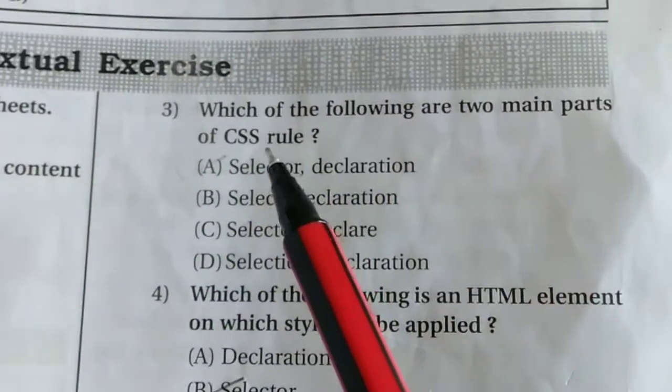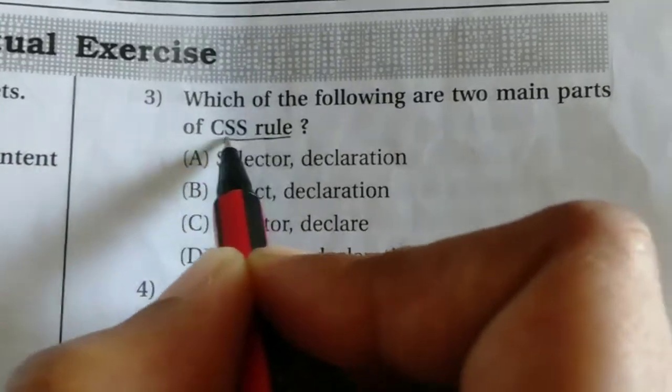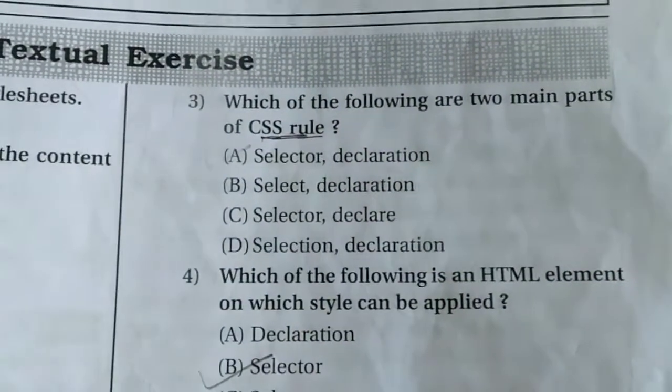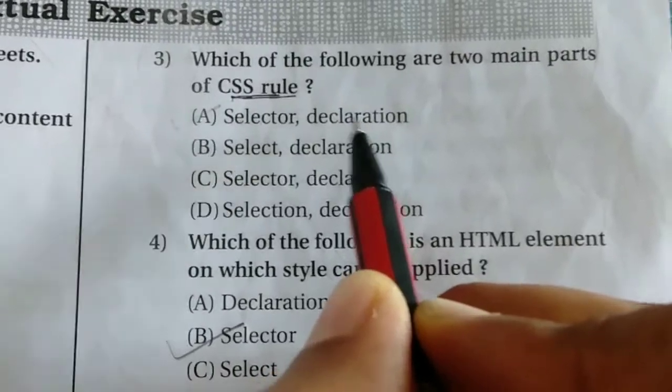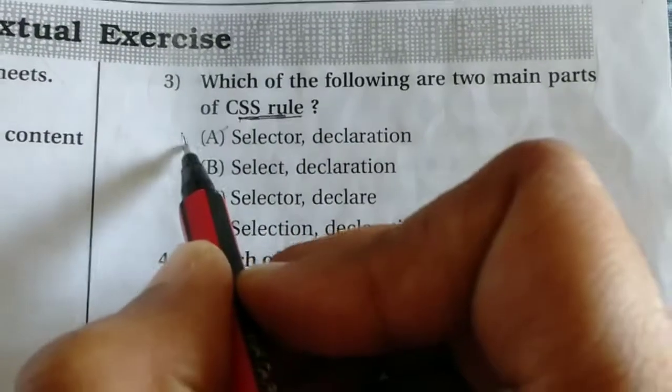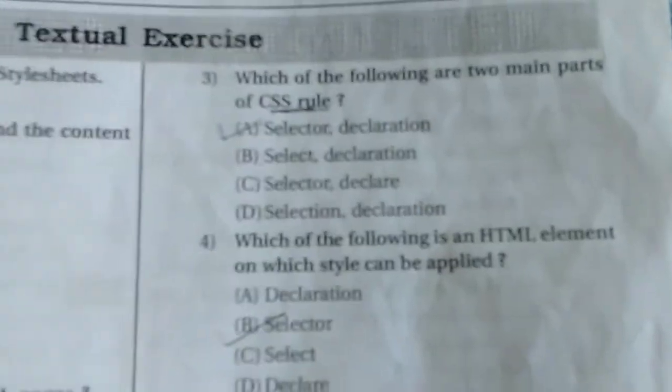Third MCQ. Which of the following are two main parts of CSS rules? Can you see CSS rules? CSS rules have two parts. First is selector and second is declaration. So our answer is option A, selector and declaration.